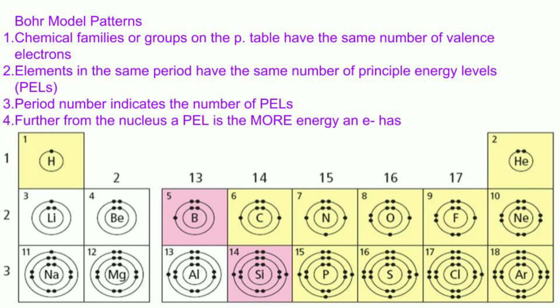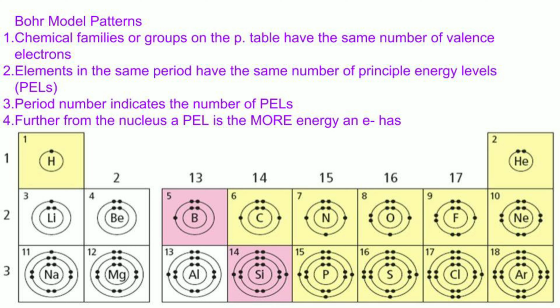Here is a diagram showing the Bohr models for the first 20 elements on our periodic table. Make sure you take special note of these three important patterns that we see in the Bohr model. Chemical families or groups, which are vertical columns here, have the same number of valence electrons.